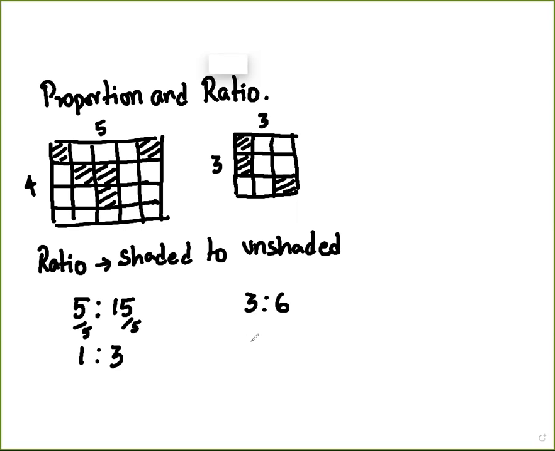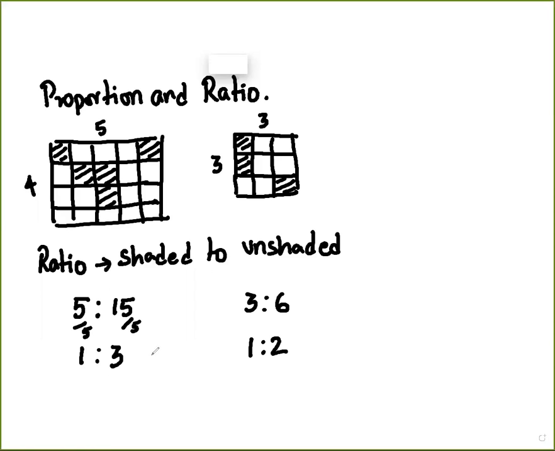What will I get? 1:2. So that means for every one shaded cell, there are 2 unshaded cells, and you can verify it, right? For this shaded cell, there are 2, for this shaded cell, there are 2, and for this shaded cell, there are 2. So that is what the 1:2 means.